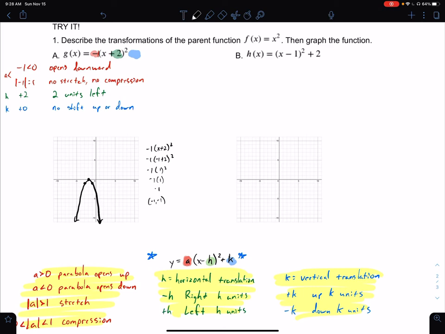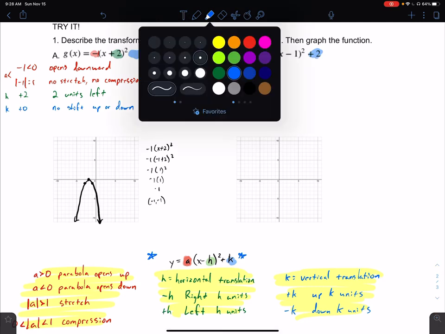It opens downward, which it's supposed to. It was 2 units left, which is what was supposed to happen. And it didn't go up or down at all, and there was no stretch, no compression. So we're good there. In part B, we have a k value of 2.